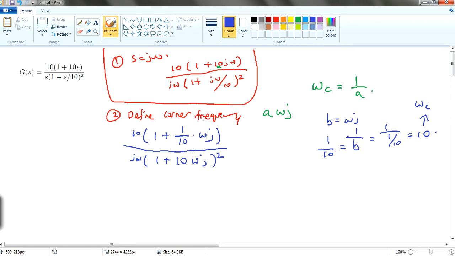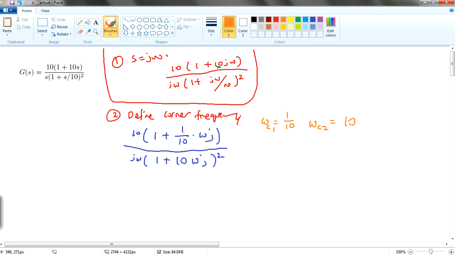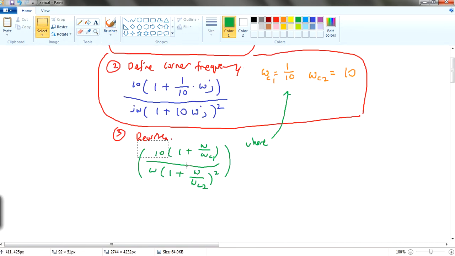Okay, maybe I should write neatly. Okay, so I've defined omega c1, which is the zero, omega c, okay, is 1 over 10. And this is omega c2, which is 10. Alright, so in this case, to write things in a neater way, I write this in this manner, okay. So this is exactly the same thing. 1 over 10 is actually omega c1, right? So I just bring this down.